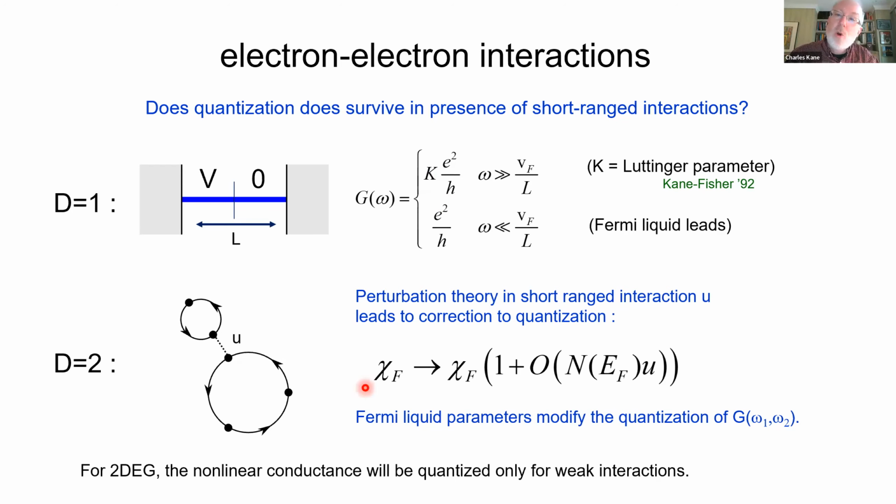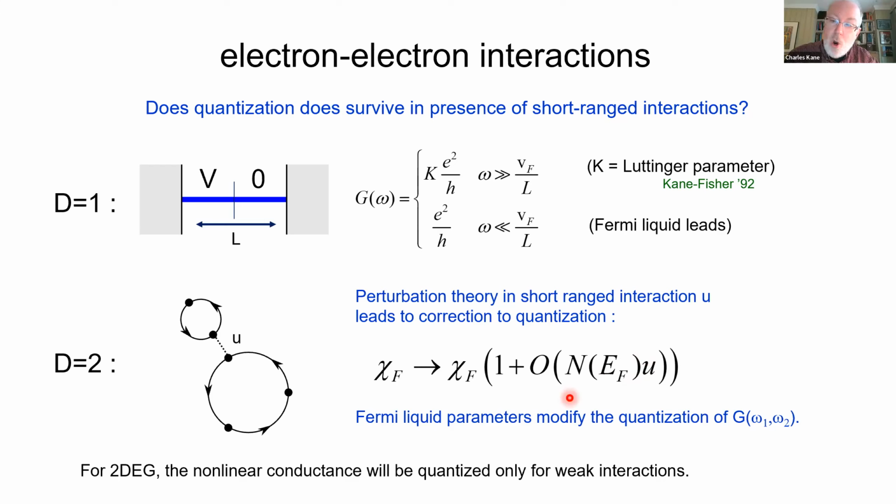And so if you were to do this perturbation theory in the interactions, where the Luttinger parameter would show up, it would show up precisely in an RPA type correction to the conductance. Similar corrections will occur in this two-dimensional conductance. So the Fermi liquid parameters, which characterize the short-range electron-electron interactions, will modify, they'll screw up this conductance. You get a correction which is basically going to be of order the short-range interaction times the density of states.